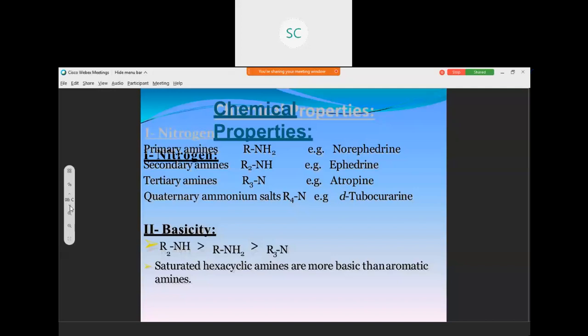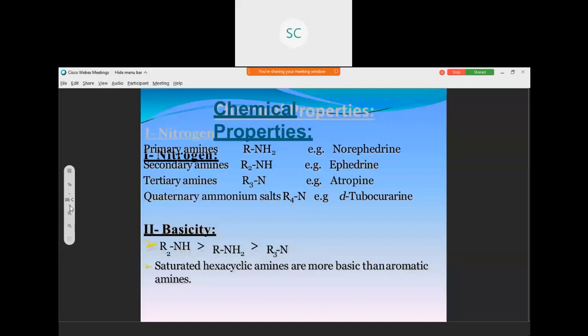Finally, in tubocurarine alkaloid nitrogen is present in quaternary ammonium salt. Among these primary, secondary, tertiary amines, tertiary amine exhibits more basic nature. Actually, tertiary amine exhibits more basic nature than secondary amine and primary amine.